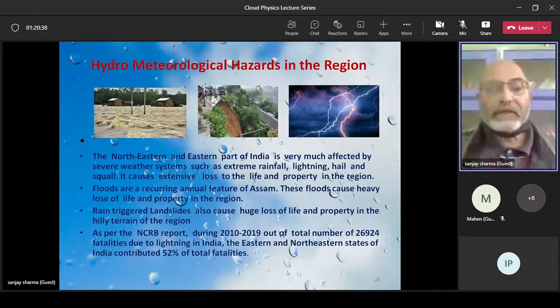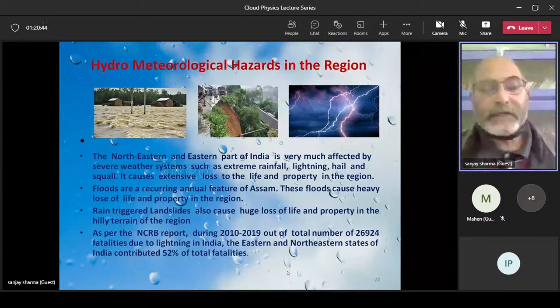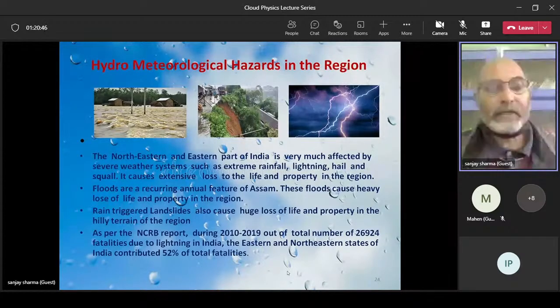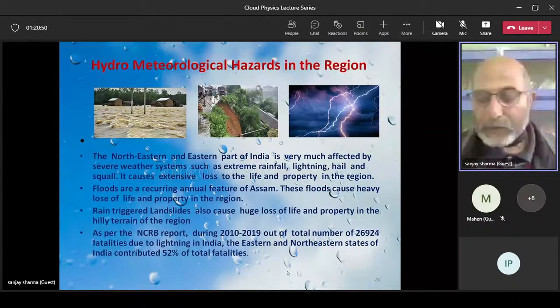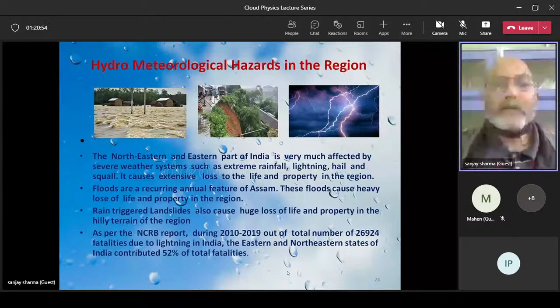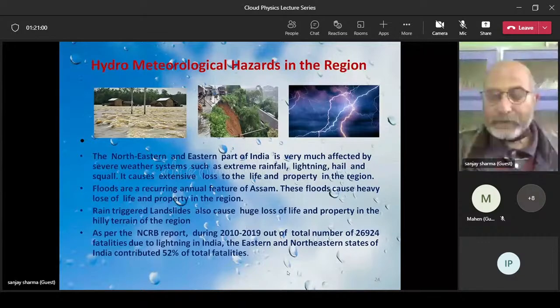Then floods also create havoc in the valley region, and landslides cause huge loss of life and property in the hilly region. So it is a whole gamut of hydrometeorological hazards by which the northeastern or eastern region is affected.